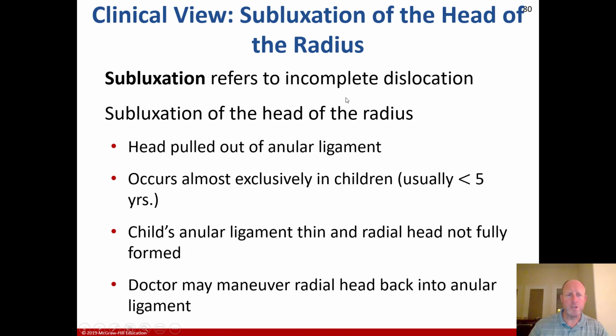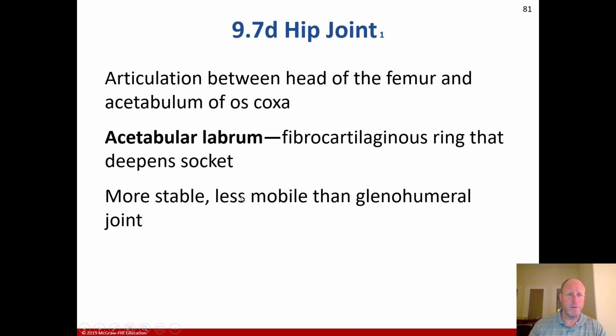Subluxation refers to incomplete dislocation at the head of the radius, where the radius is pulled out of its annular ligament, and it occurs almost exclusively in children. You don't see that subluxation in the forearm except for those typically under 5 years old with some extreme trauma. That ligament is thin, which is also why it happens for children, not really adults. It tends to be a lot thicker for adults. And the radial head's not fully formed, which plays a role as well. The doctor may actually maneuver the radial head back into the annular ligament if necessary.